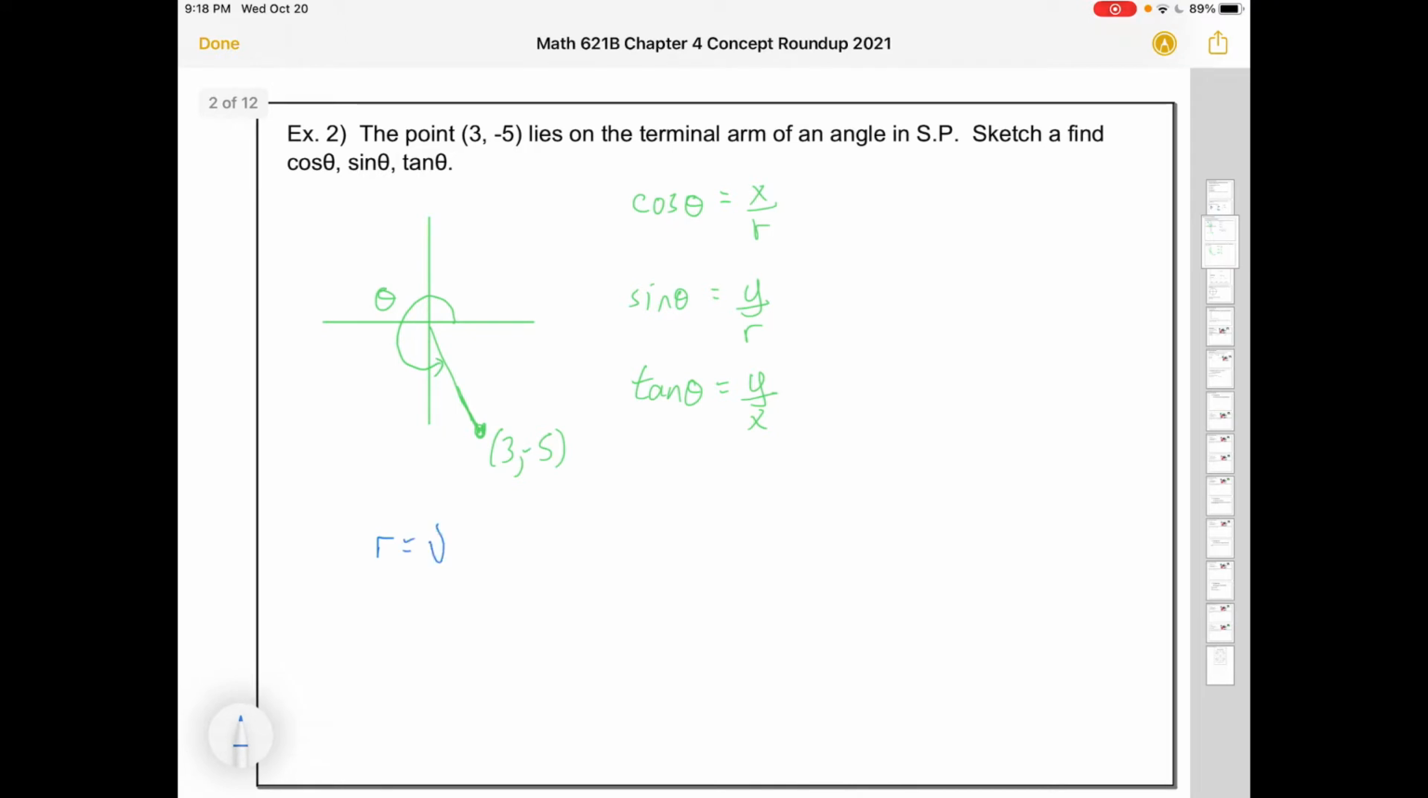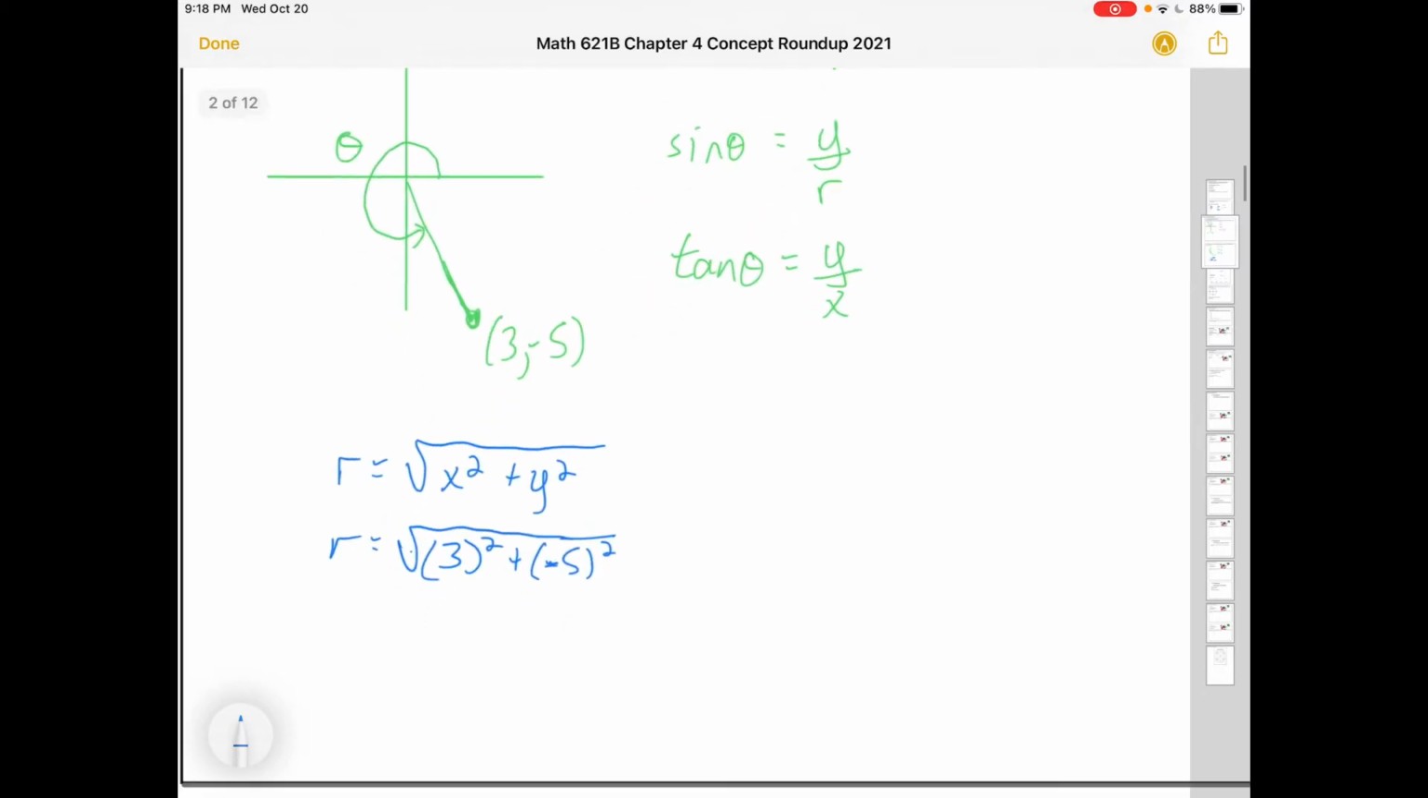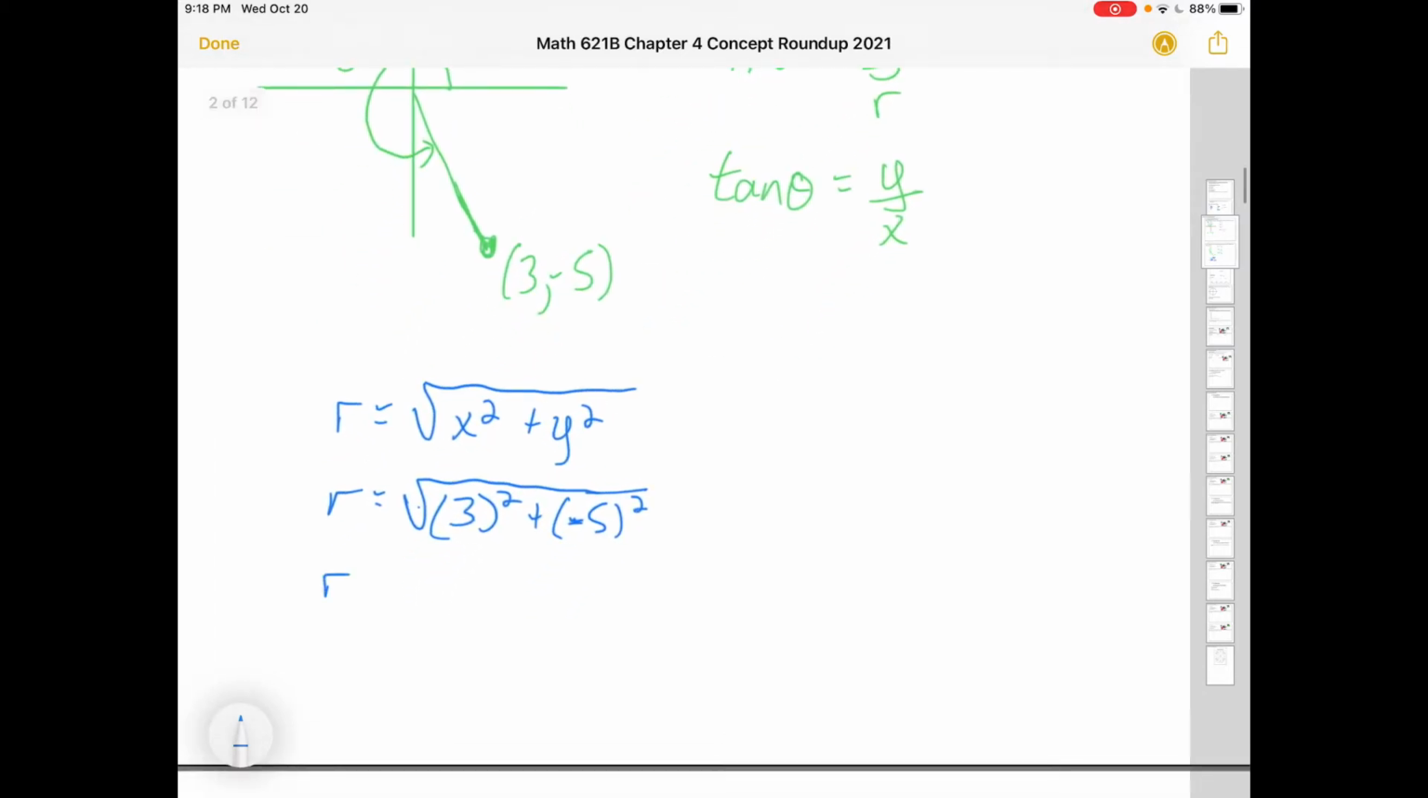So r is the square root of x squared plus y squared, or r is the square root of 3 for x and negative 5 for y, and it's all squared. When I put numbers into a formula, I sub them in brackets. That would give me r is the square root of 9 plus 25. And I'm going to leave this value exact as root 34.